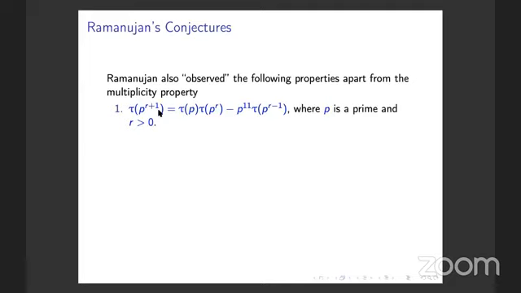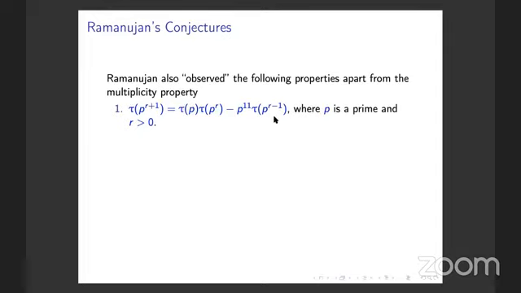And why are we interested in this? Because if we know that we are working with a multiplicative function, then it is enough to know how tau behaves on prime powers. By the fundamental theorem of arithmetic, if I'm given any positive integer, I can break it as a product of primes. And if I know the value of tau on powers of prime numbers, then I know the value of tau on any positive integer. And Ramanujan conjectured that tau of p to the power r plus 1 should behave like this. If not for the second term, it is multiplicative: tau of p times tau of p to the power r, but then there is this error term, p to the power 11 times tau of p to the power r minus 1.